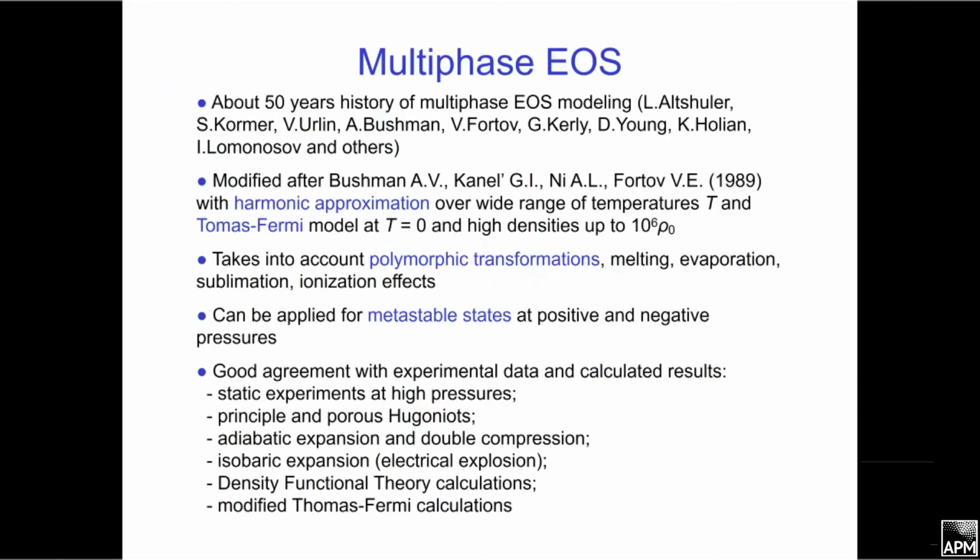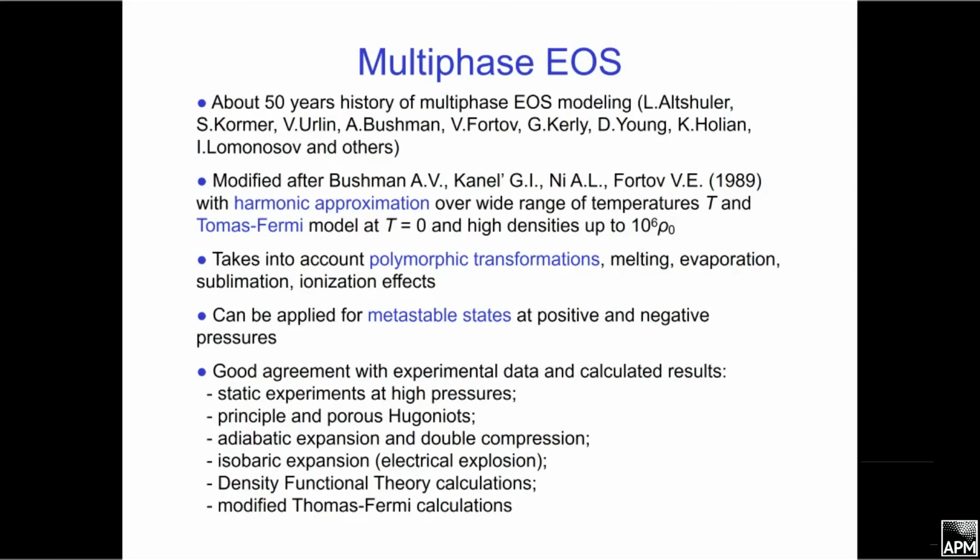The equation of state model is based on a semi-empirical approach, which was proposed and developed by many scientists: Lev Altshuler, Samuel Kormer, Vadim Orlin, Alexey Bushman, Vladimir Fortov, Gerard Kerley, David Young, Kesselman Pollan, Igor Lomonosov, and others.